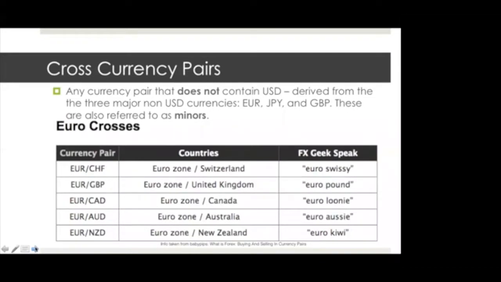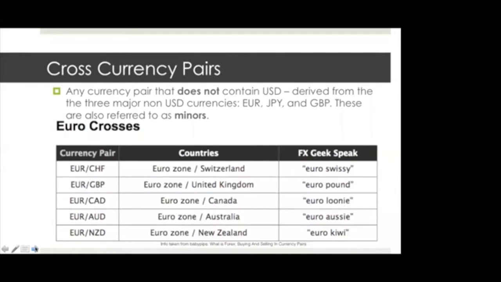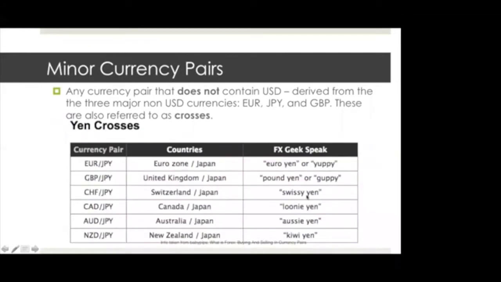Anyhow, then there is the crosses. The cross currency pairs are any pair that does not contain the US dollar. So that would be the euro, the yen, the pound, the GBP. Here are some of them. And these are just different terminologies that we nerds talk about, like the Kiwi yen. That's the New Zealand dollar and the Japanese yen.